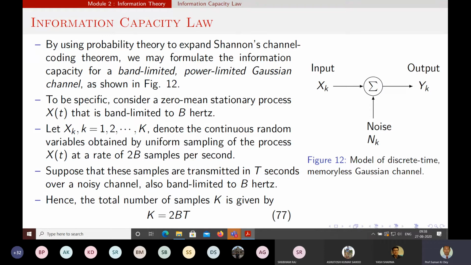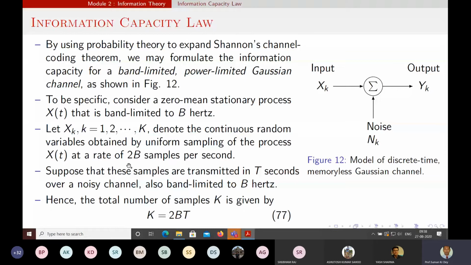So consider a zero mean stationary process x of t that is band limited to B hertz. Let x of k, the input, denote the continuous random variables obtained by uniform sampling of the process x of t at the rate of 2B samples per second.